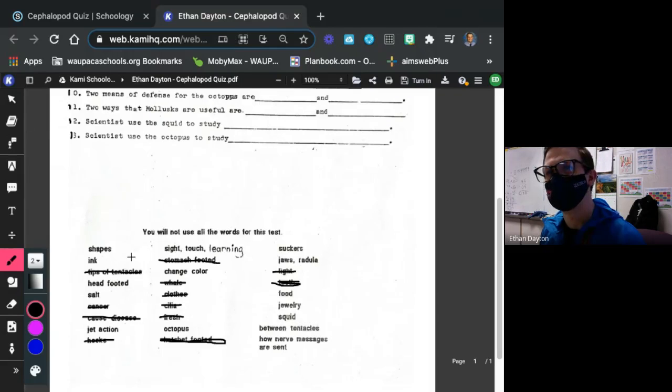In the second column, you will not use stomach-footed. You will not use whale, clothes, cilia, fresh, or hatchet-footed. In the third column, you will not use light or teeth.